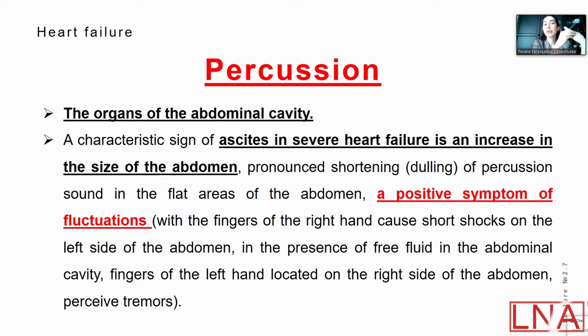During percussion of the organs of the abdominal cavity, we continue with our physical examination plan. A characteristic sign of ascites in severe heart failure is an increase in the size of the abdomen, and we can assess it visually. Also, above the abdominal cavity, there is pronounced shortening and dulling of the percussion sound in the flat areas of the abdomen, and a positive symptom of fluctuation, which you assess during palpation, in the presence of additional fluid in the abdominal cavity.